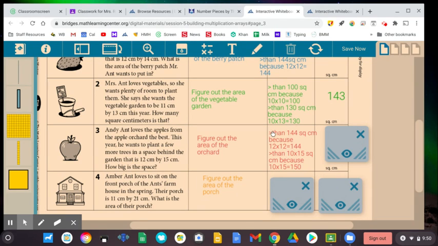So here we have greater than 144 square centimeters, because 12 times 12 is 144. Or maybe you thought about it as 10 times 15, and 10 times 15 is 150. So we know it's larger than 150. Okay, so let's work through it to find out what actually happens.